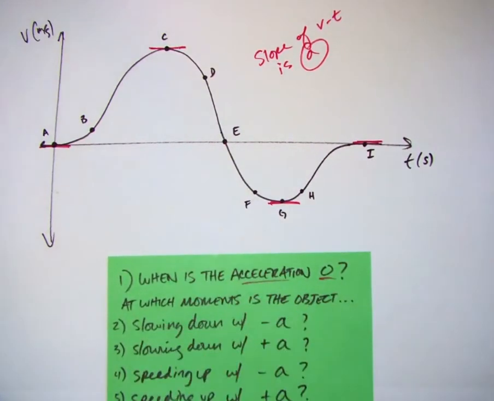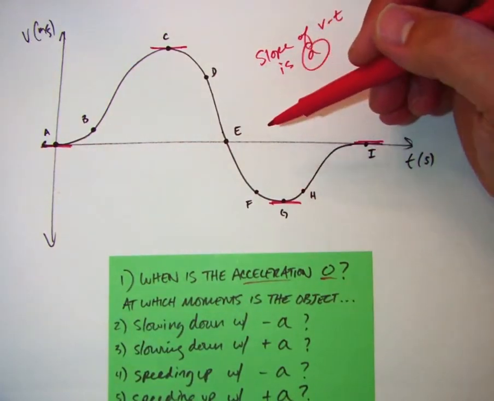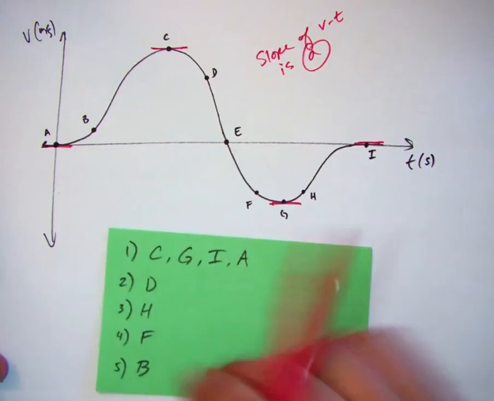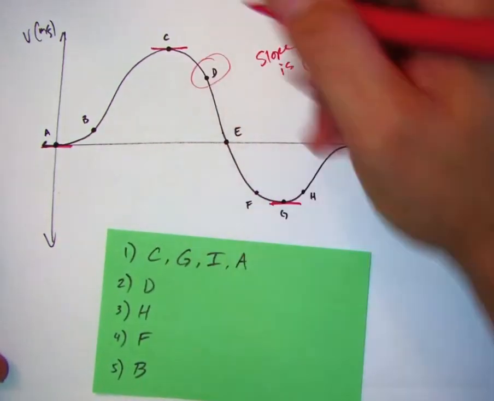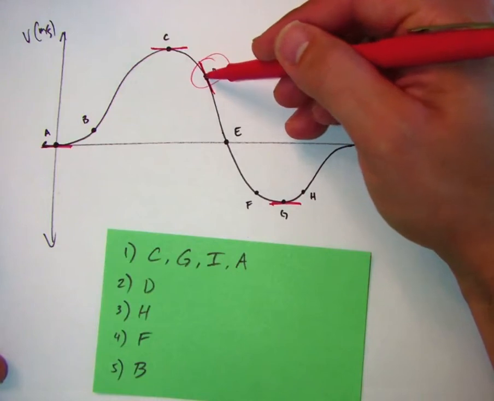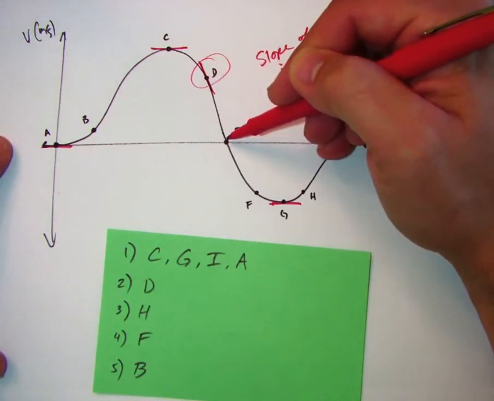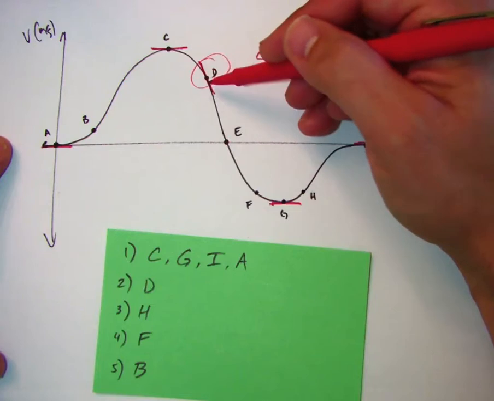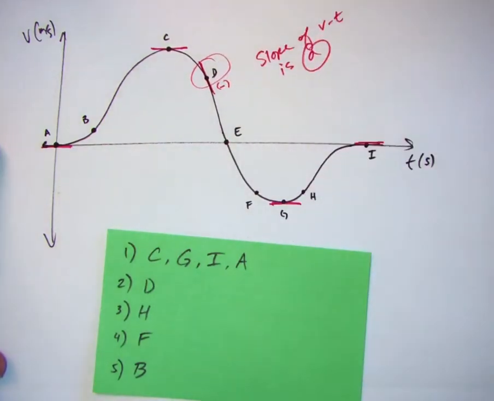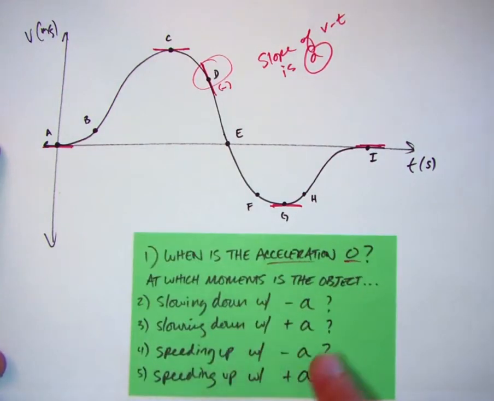Alright, how about slowing down with a negative acceleration? So I have to be in the process of heading back towards the 0 line, and my slope has to be negative. So if I look at point D and find the tangent line here, at point D, I'm making my way back towards 0. So the velocity is decreasing. I'm slowing down. But because the slope is negative, therefore my acceleration is negative. So D, slowing down with a negative acceleration.